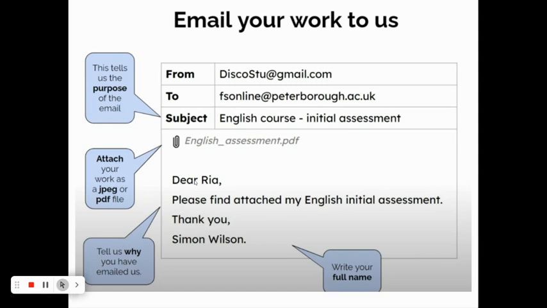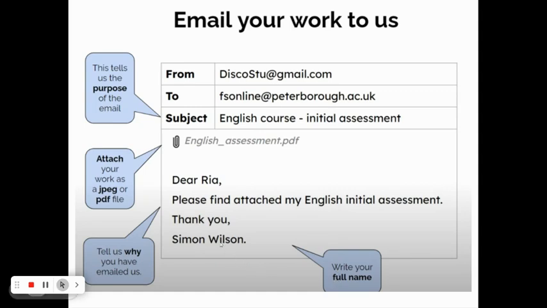For example, here, Dear Ria, please find attached to my English initial assessment. Thank you, Simon Wilson. Ria is our lovely course administrator and she helps us deal with any administration on our courses. So you're probably going to see her name quite a bit. But as you can see, it's a very clear explanation of what is happening here in the email and who it's from. Please make sure that you write your full name at the bottom of your email.